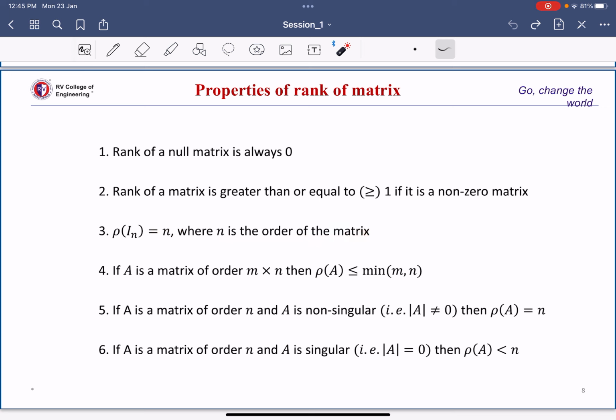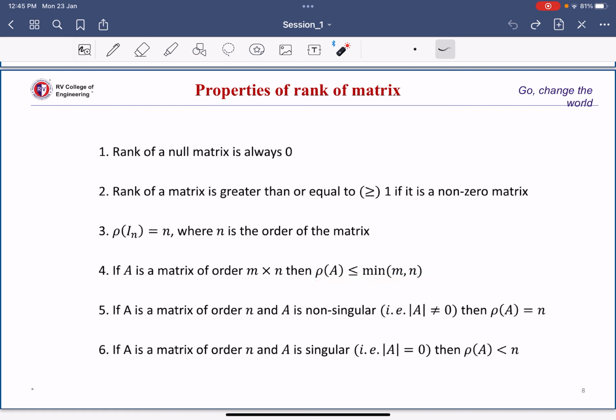Coming to the fourth property, if A is a matrix of order m cross n, it can be either a rectangular matrix or a square matrix in general. So if m is equal to n, it gives you a square matrix. If m is not equal to n, it gives you a rectangular matrix. So if A is a matrix of order m cross n, then the rank of A is always less than or equal to minimum of m comma n.